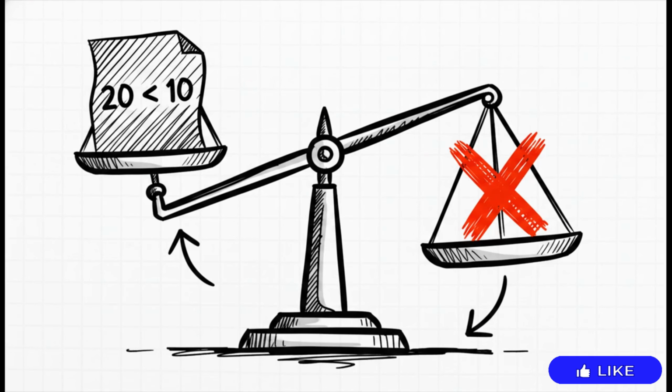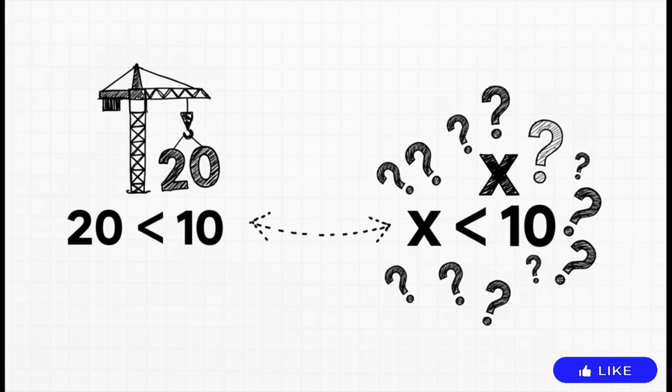Okay, let's kick things off with something really simple. The statement, 20 is smaller than 10. We can all agree, that's just flat out false, right? In the world of basic logic, what's called propositional logic, everything is black and white. A statement is either completely true or completely false. There's no in-between. But what if we throw a little wrench in the works?